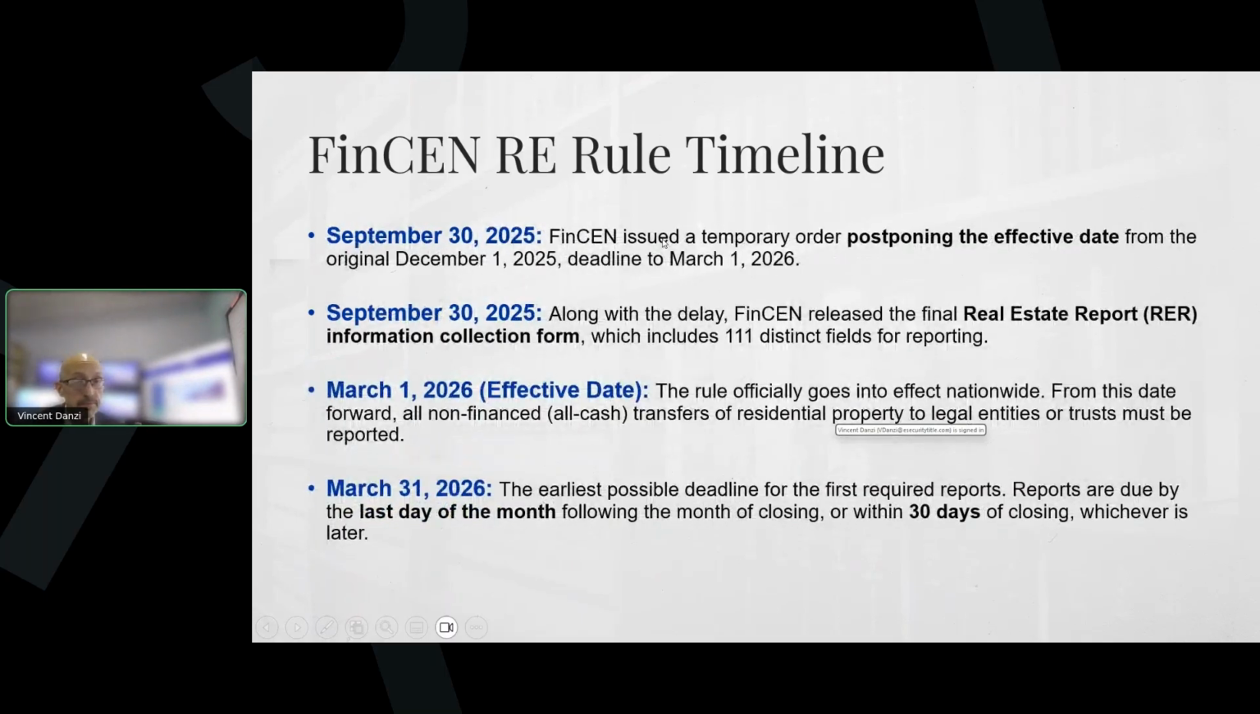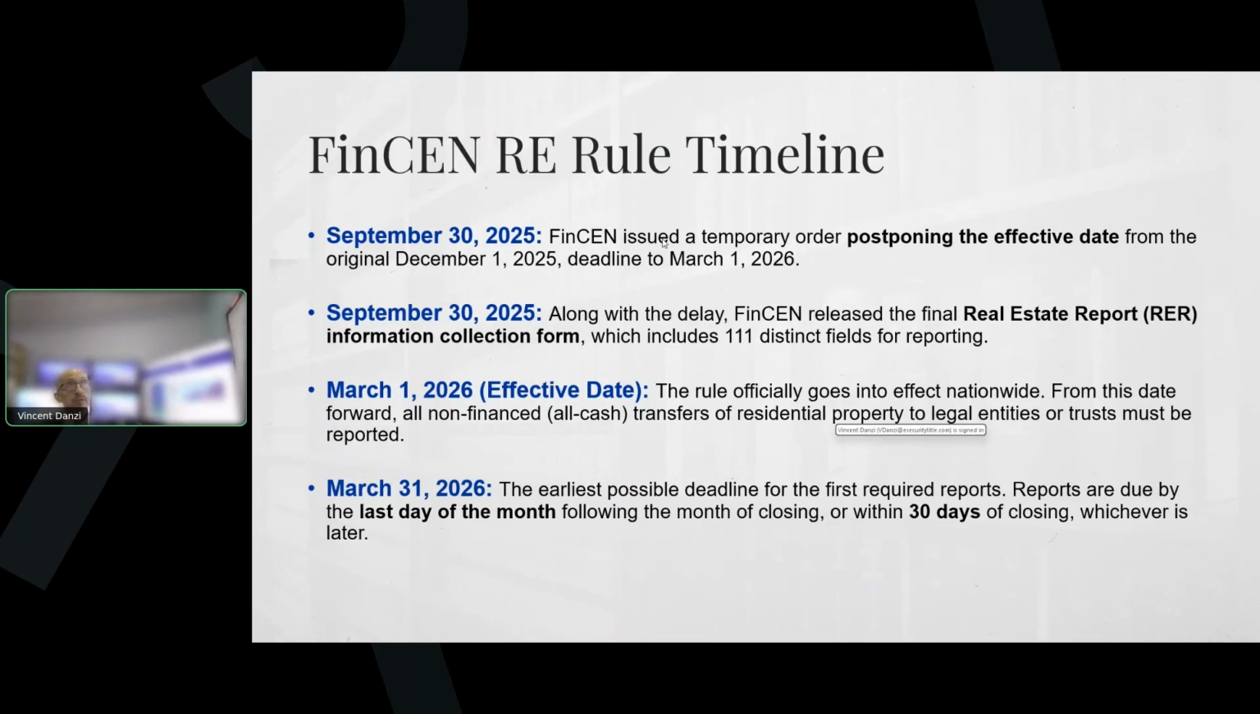In September, after much angst, well, originally this rule was going to go into effect December of 2025, so it would have already been in effect. The problem with that is that FinCEN had not released much guidance on the rule. As of September, there still wasn't an actual form to share or to study off of. So there were a lot of questions about the rule, and the effective date was delayed until March 1st of this year, 2026.